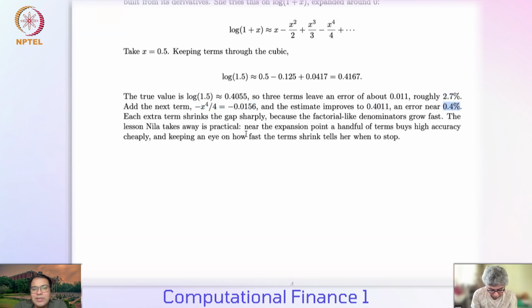So the lesson that you take away is practical: near the expansion point, a small number of terms is good enough to buy high accuracy. But if you're moving further away, then you have to add more terms. And you should keep an eye on how fast the terms are shrinking, right? That will give you an idea of when to stop, right?